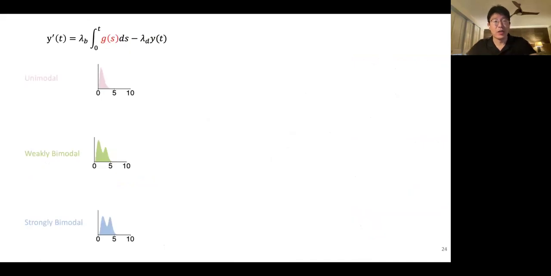So now let's use this density PINN for some simulated tests. As I said, this G(s) can be various types of time delay distribution. So here I consider three cases: one is the unimodal case, another is the weak bimodal case, and another is the strong bimodal case.